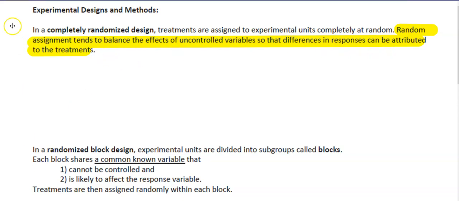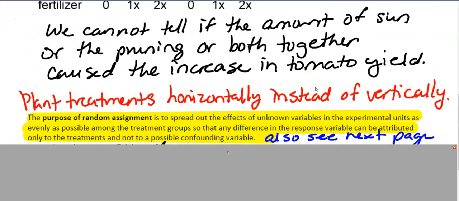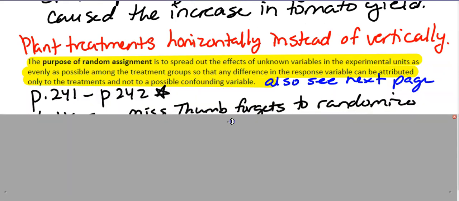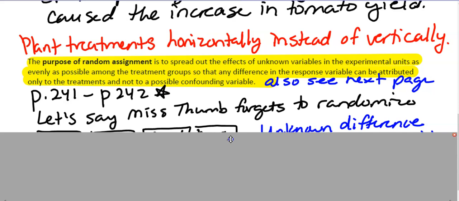So let's go back and think about this a little more. Let's say that Miss Green Thumb forgets to randomize and she doesn't randomly assign her plants to the treatments.